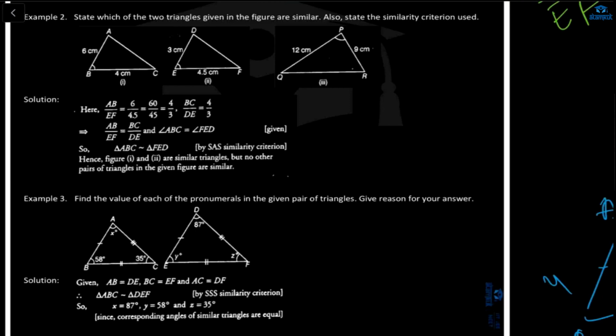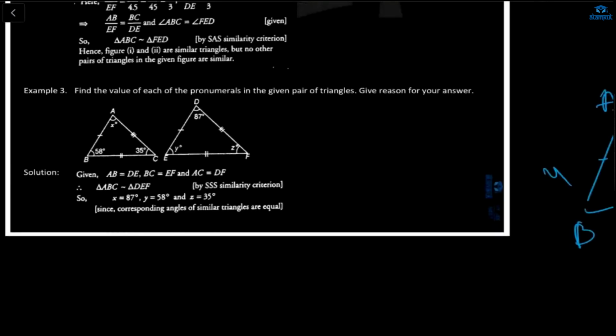That means AB, if you're taking the first two triangles, then AB by DE is equal to AC by EF. Okay, if this is true, then both the triangles are similar. Okay, so if you take here, it will be 4 by 6, and here it will be 3 by 4.5. Okay, so here also 1 and 2 are only similar, and any other pairs are not similar. Like 1 and 2 are similar, 1 and 3 are not similar, and 2 and 3 are also not similar.